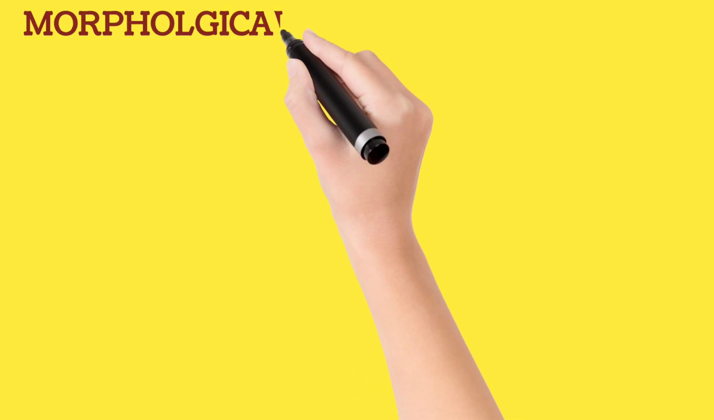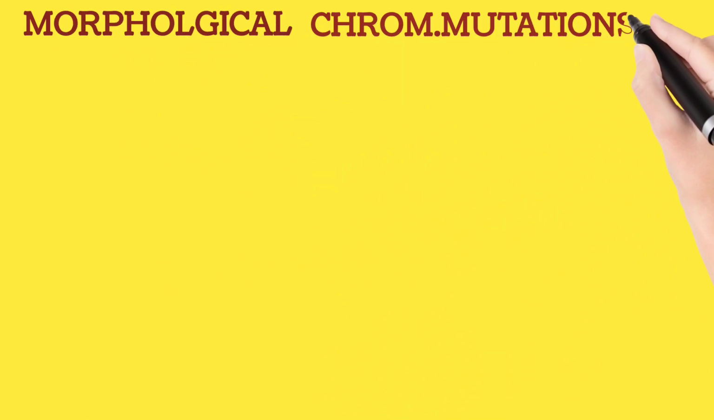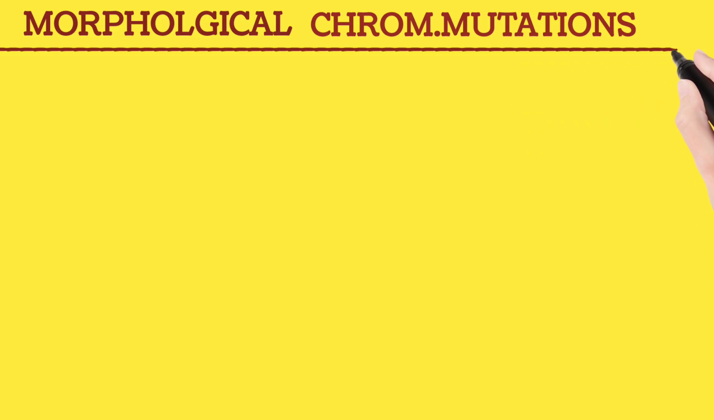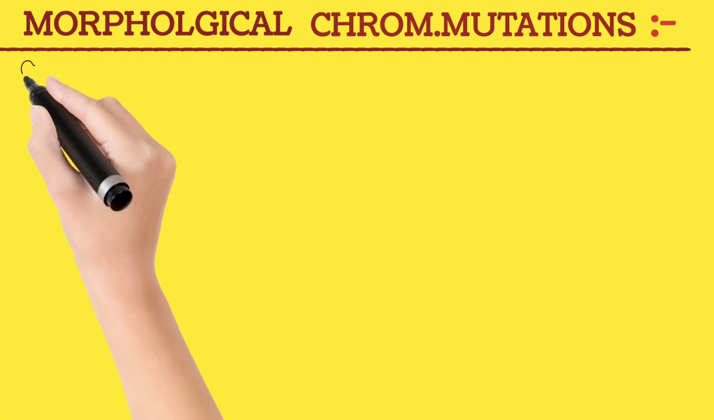In the previous video, we discussed numerical chromosomal mutations. Now we have the second part of the story. We are going to explain morphological chromosomal mutations. To watch our previous video, we are going to provide you the link in the description. Here, morphological changes means those mutations which occur in the general morphology of the chromosome, like size, shape, appearance.